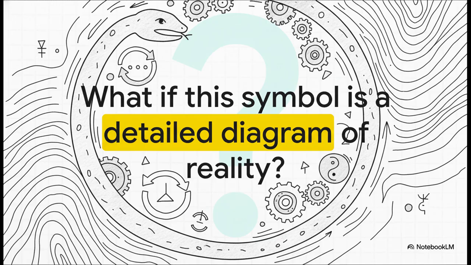Okay, so let's just jump right in with a pretty provocative idea. You've all seen the Ouroboros, right? The snake eating its own tail. We usually see it as this mystical symbol of eternity and endless cycles. But what if it's not a metaphor? What if it's a functional diagram of a self-regulating recursive system?